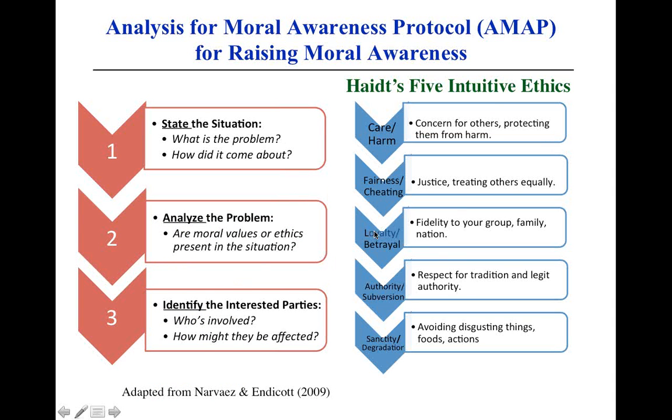And so the AMAP, in essence, we're going to boil down to just three steps for today: the three critical steps of stating a situation, analyzing the problem, and identifying interested parties. You by now have the protocols that do that. On the protocol, students are given Haidt's five intuitive ethics alongside, so that as they look at a dilemma situation, they can easily filter it through and think about how these ethics might play a role.